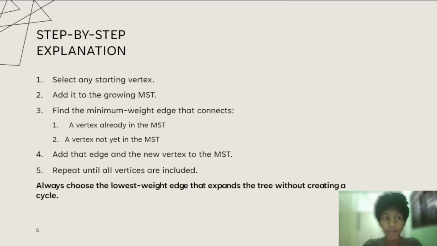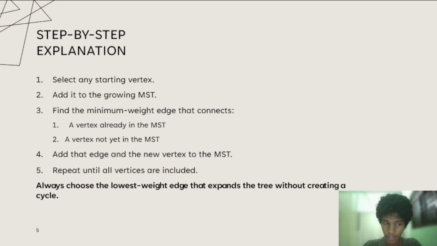Now let's look at the steps involved in Prim's algorithm. The algorithm begins by selecting any vertex as the starting point. This vertex becomes the first member of the minimum spanning tree. Next, we examine all the edges connected to the current tree. We identify the edge with the smallest weight that connects the tree to a vertex that has not yet been included. We then add that edge and the new vertex to the tree. This process continues repeatedly. At every stage, we select the minimum weight edge that expands the tree while avoiding cycles. The algorithm stops when all vertices have been included.